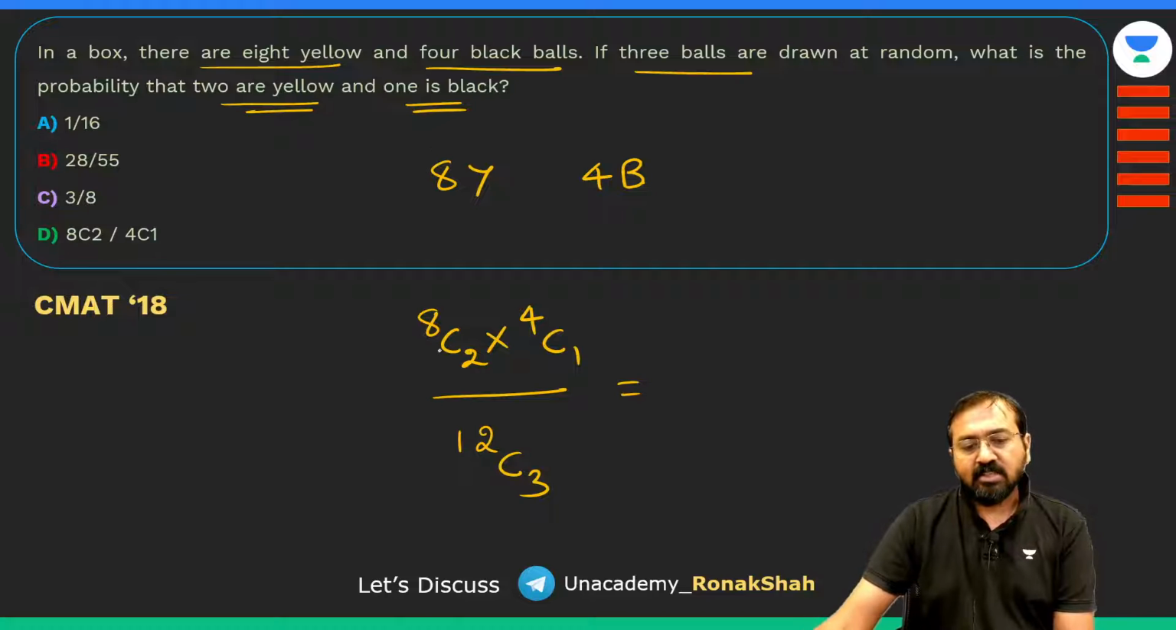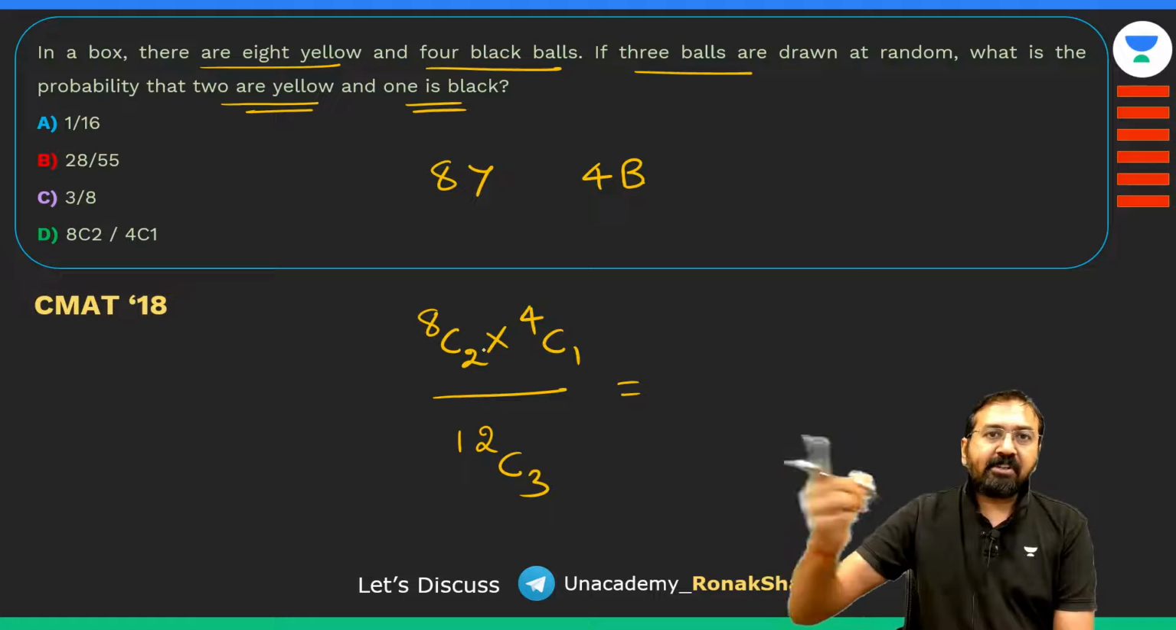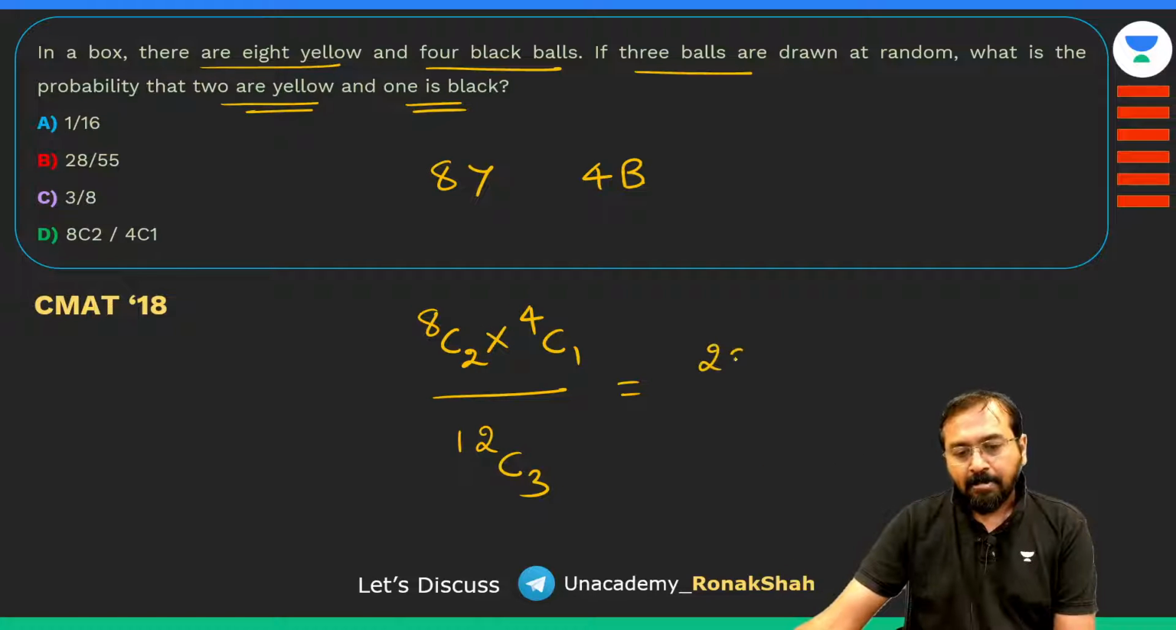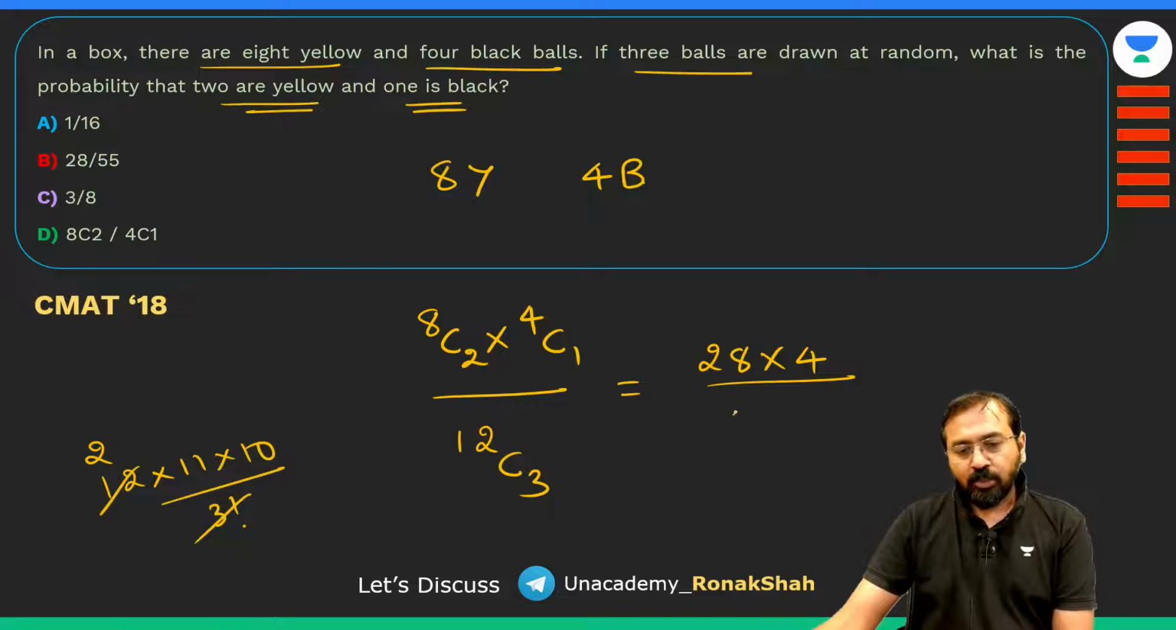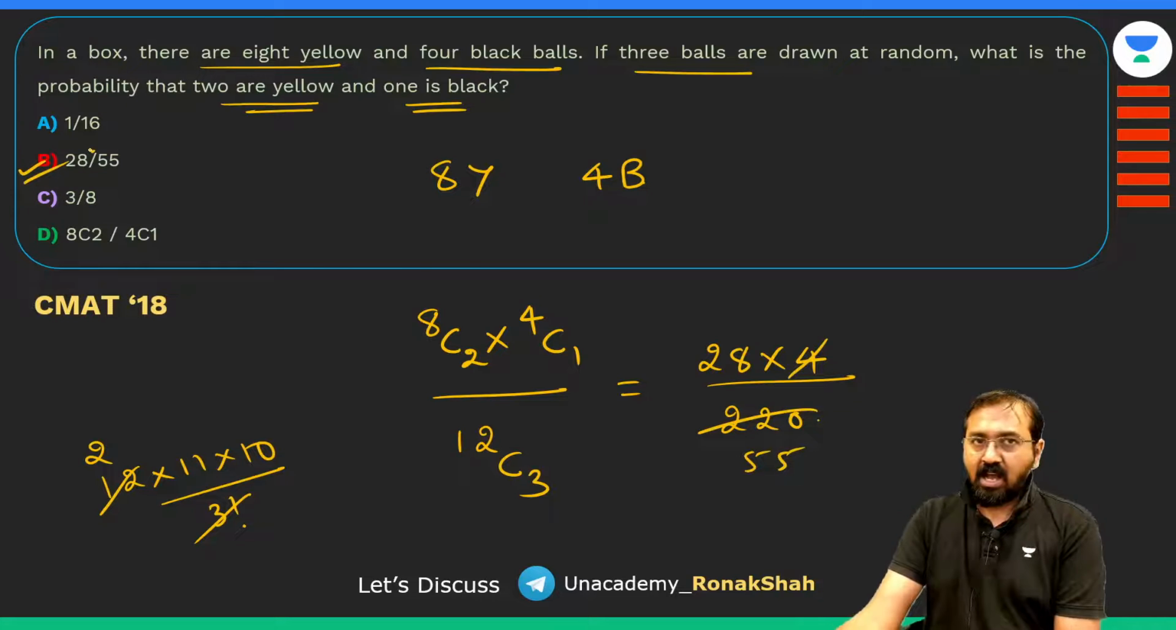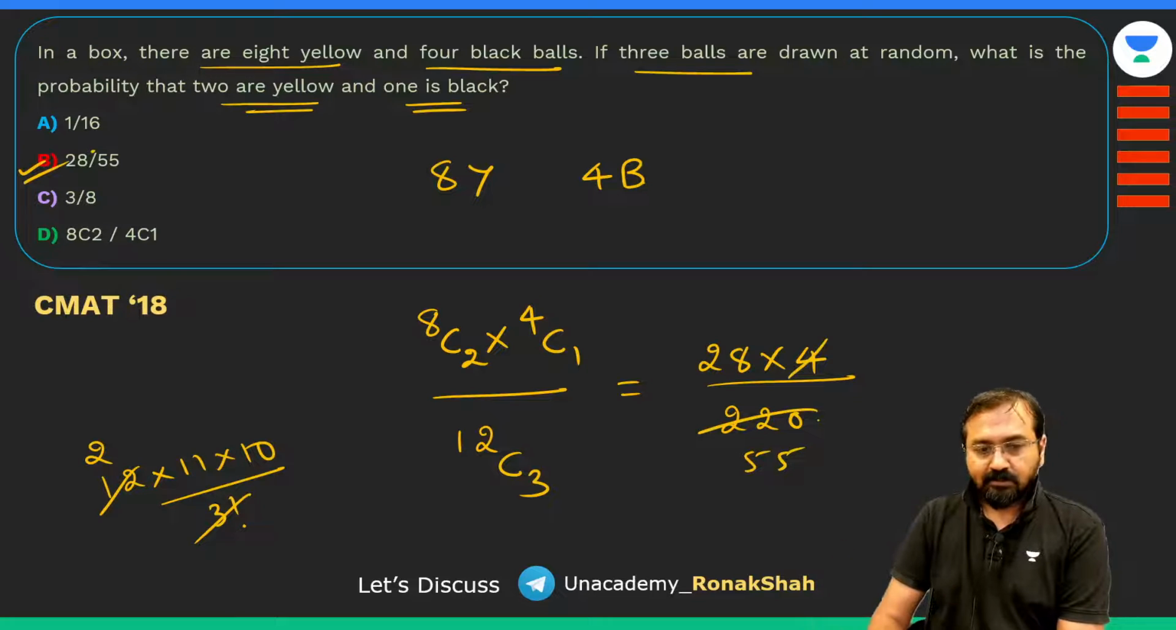So we just need to solve this. 8C2, 8 into 7 by 2, that is 28, into 4C1 is 4, divide by 12C3. Now 12 into 11 into 10, divide by 3 factorial. So you know 3 factorial is nothing but 6. So this is going to be 220. Okay. So we know 55 4s are 220. So 28 by 55 is the answer. It took us about 40 seconds.